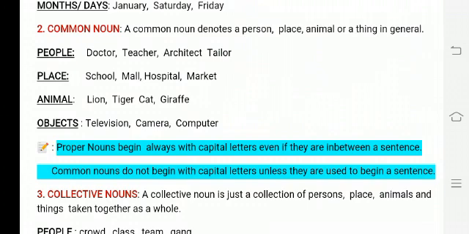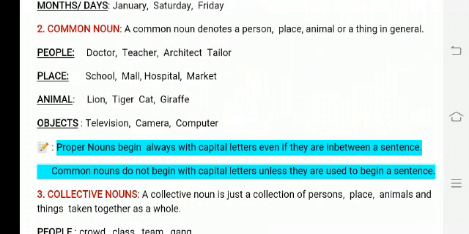But remember, in proper noun it was only specified names. A common noun denotes a person, place, animal or thing in general. This definition looks just like the definition for proper noun, but there is only one difference. Here names denote in general, but in proper noun names are denoted specifically. Specific names are mentioned there. But common nouns are always in general.